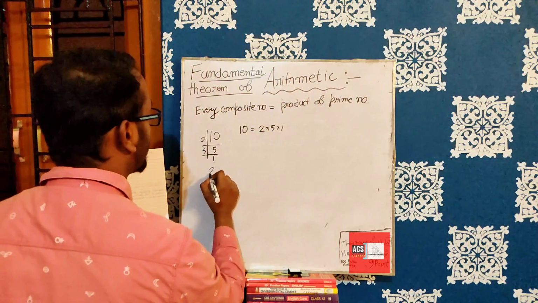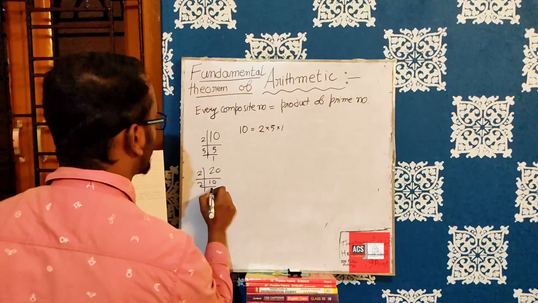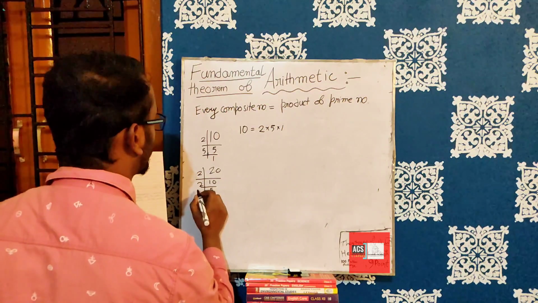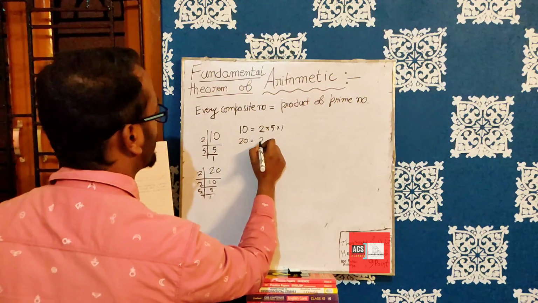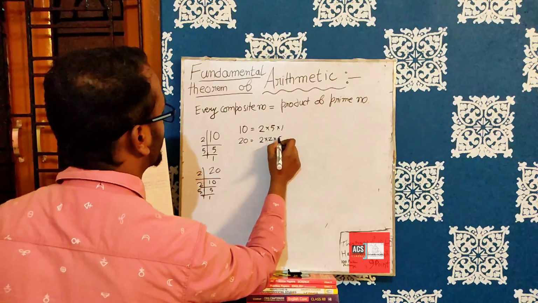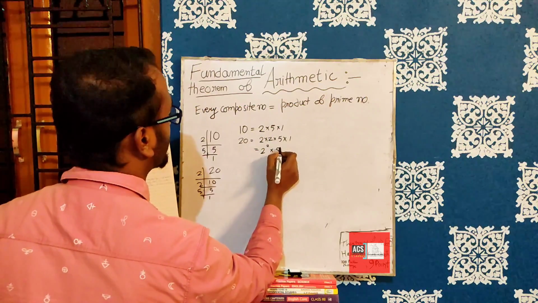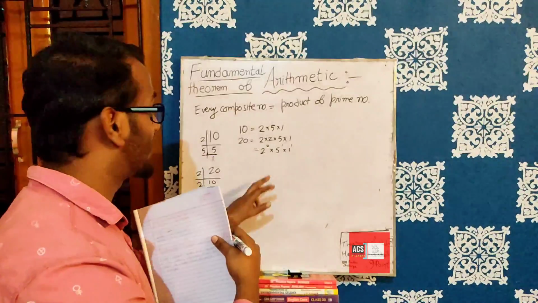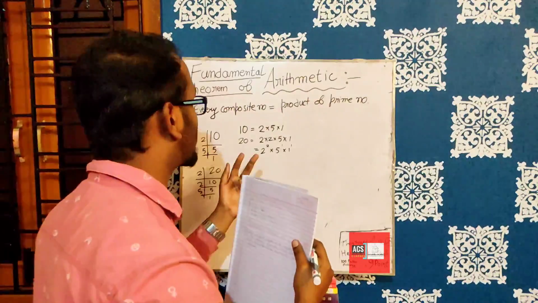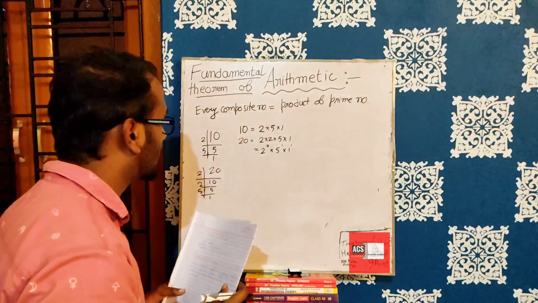Similarly, let's say 20: 2, 10, 2, 5, 1. So if I write 20, we can say 2 into 2 into 5 into 1. That means 2 squared into 5 to the power 1 into 1 to the power 1. Don't get scared by seeing the power. I'm just writing 2 into 2 as 2 to the power 2. This means the same, so that's why I'm writing it.